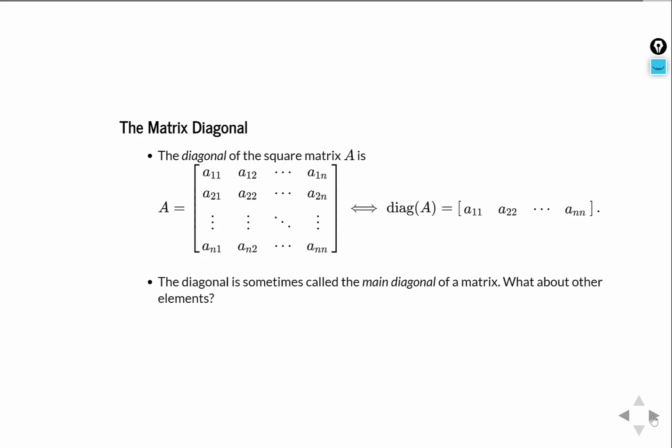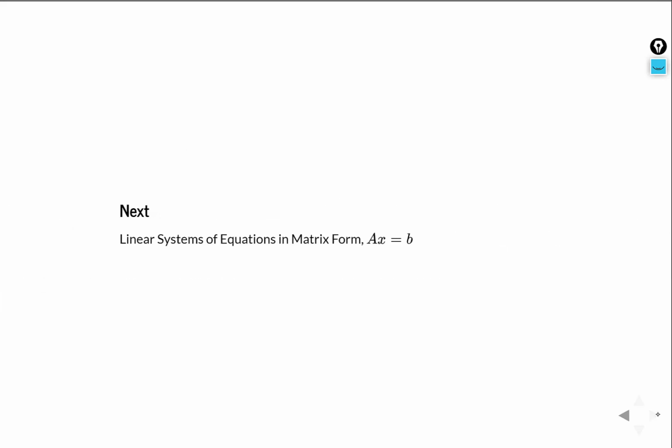What about the other elements? Let's just call them off diagonal. Next time we'll talk about linear systems of equations in matrix form.